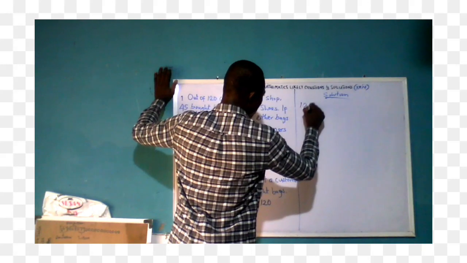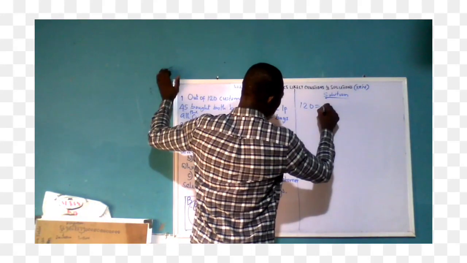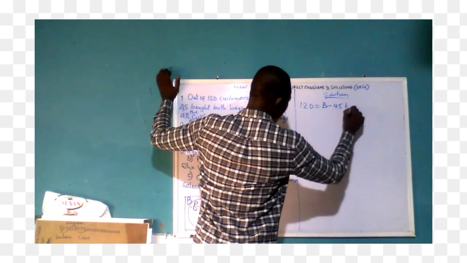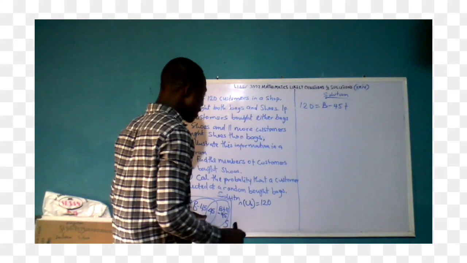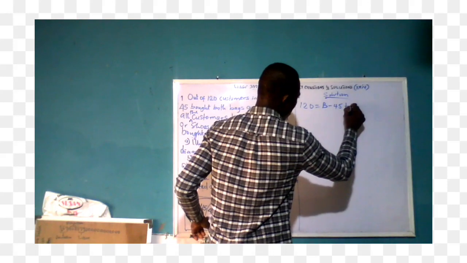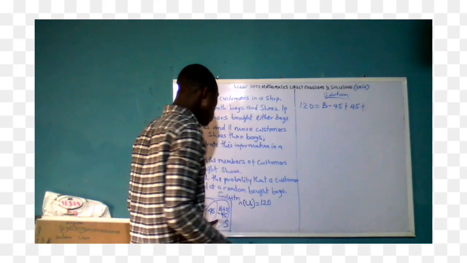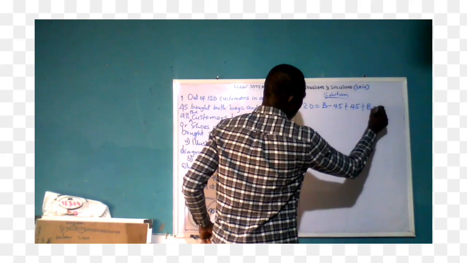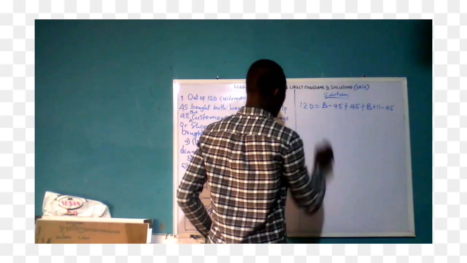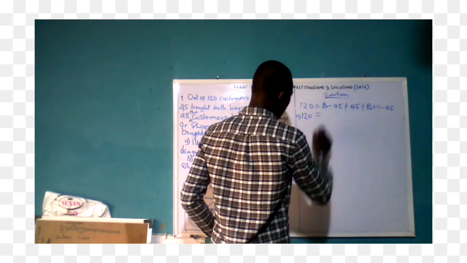Therefore, 120 people is equal to the number of people that bought shoes only, which is B minus 45, plus the number of people that bought both shoes and bags, that would be 45, plus the number of people that bought shoes only, which is B plus 11 minus 45. And if you do your calculation very well, this will imply that 120 is equal to this.